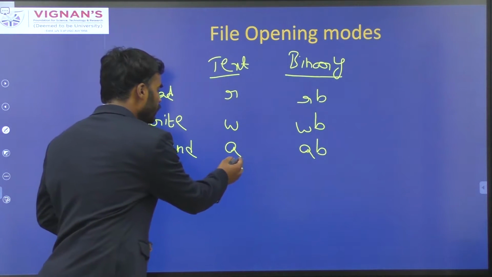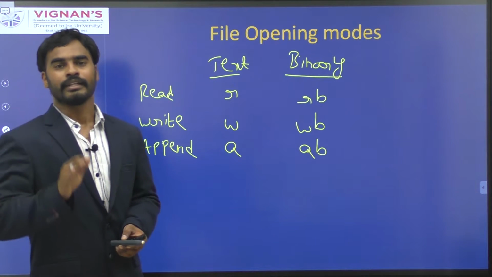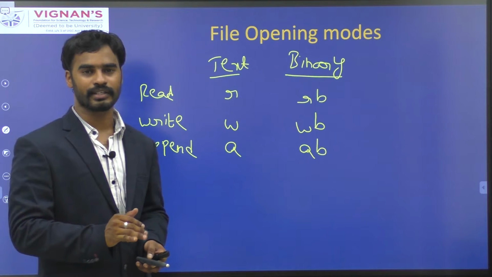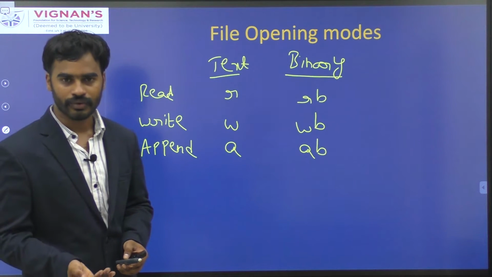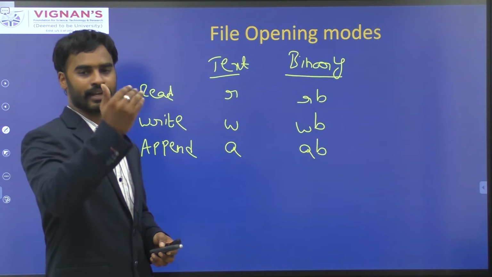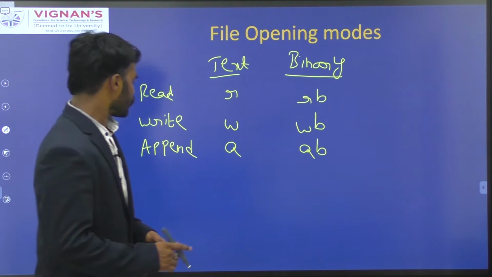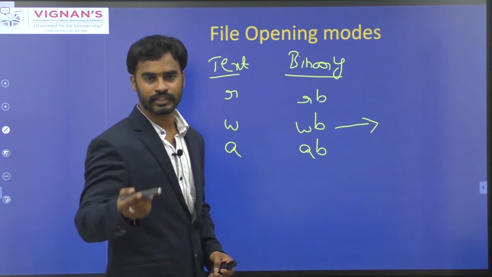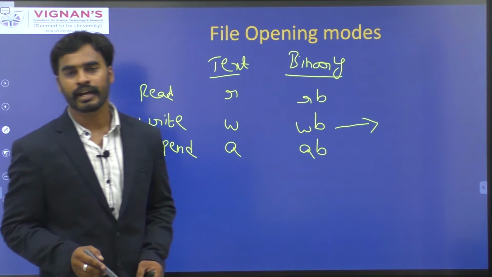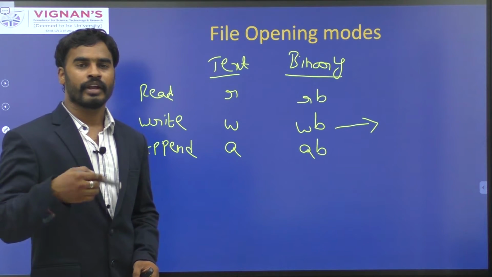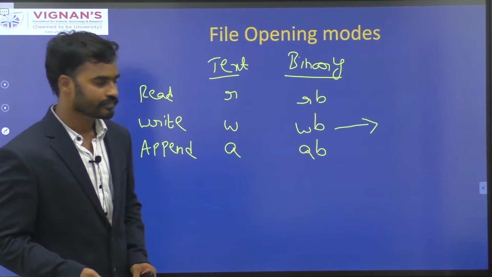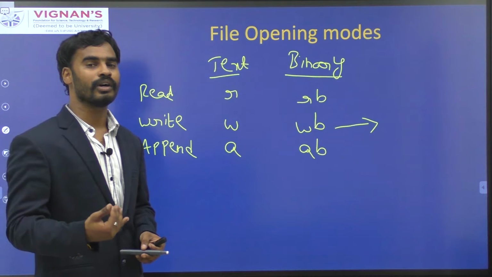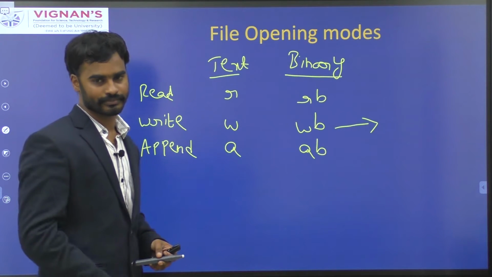Whereas if you open the file in append mode, the previous contents will not be truncated, the previous content will not be erased. Whatever content you are writing now will be added at the end of the file. So if you open a file in write mode, the previous data will be lost, and only the data you write now will exist. Whereas if you open a file in append mode, the previous data will not be truncated, and whatever you write now will be added at the end of the file.